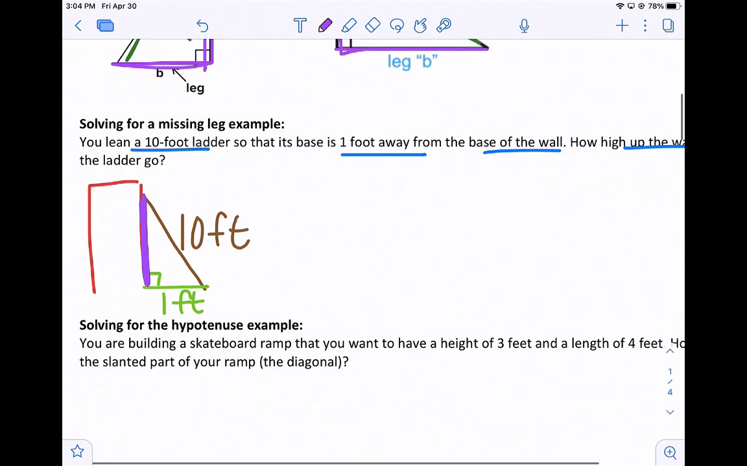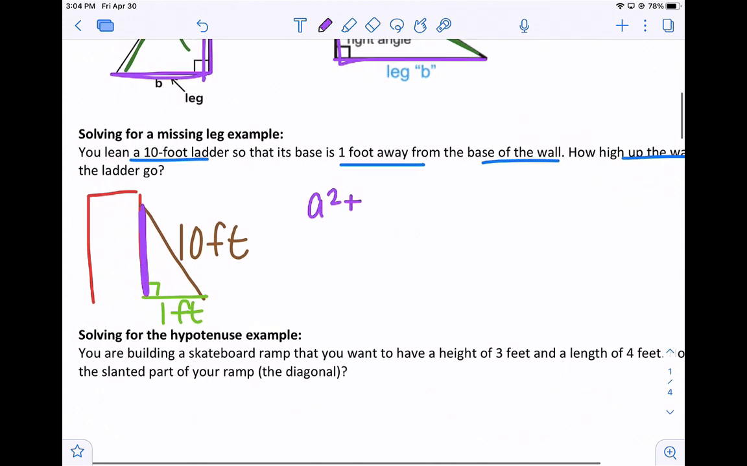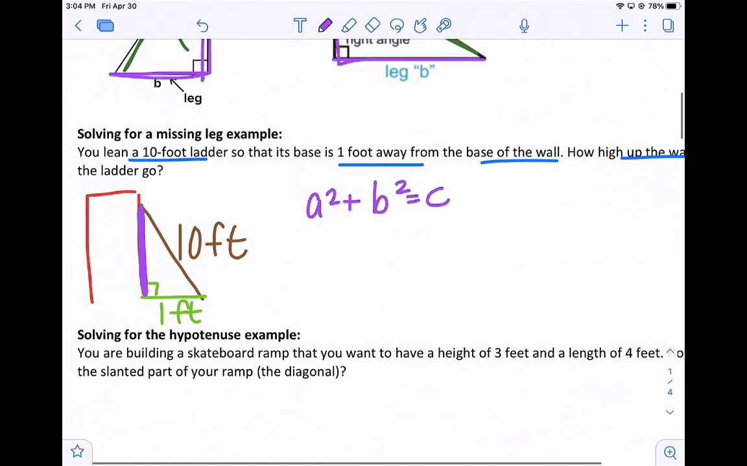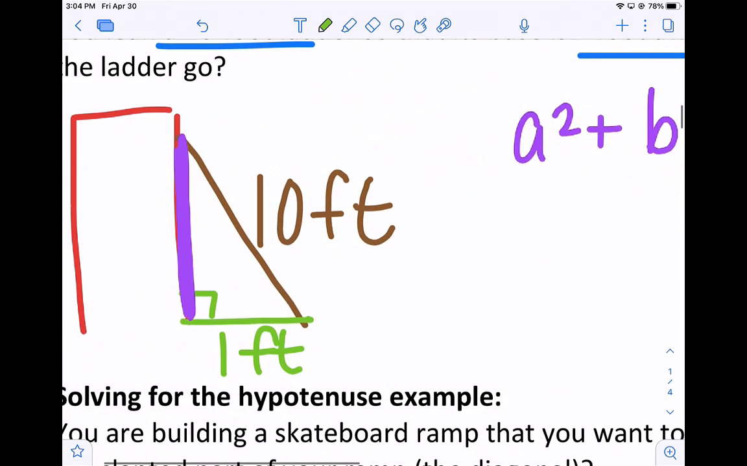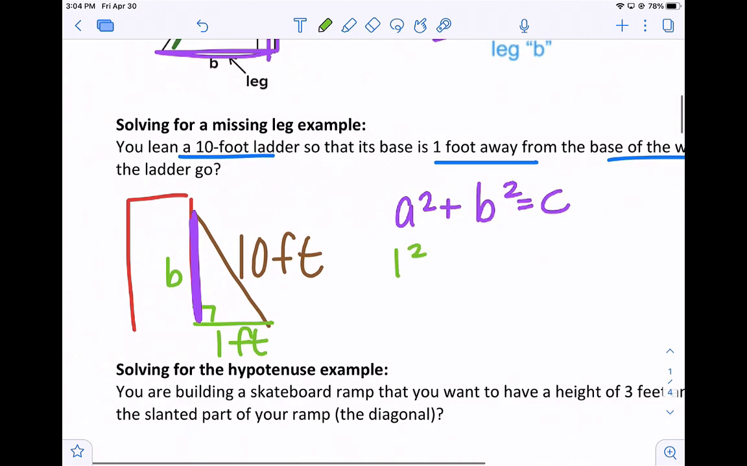Okay, so again, we have a right triangle and two sides of a right triangle, so we can use Pythagorean theorem to solve. A squared plus b squared equals c squared. And here the legs are going to be the 1 foot, and then this length right here, A or B, the other leg. So we'll have 1 squared plus b squared equals our hypotenuse, and here the longest side is the ladder, it's 10 feet. And we'll square that. And so that's what it looks like when we plug into Pythagorean theorem.